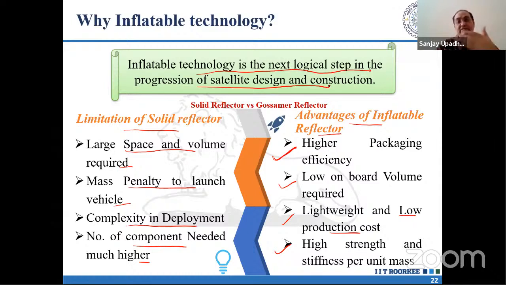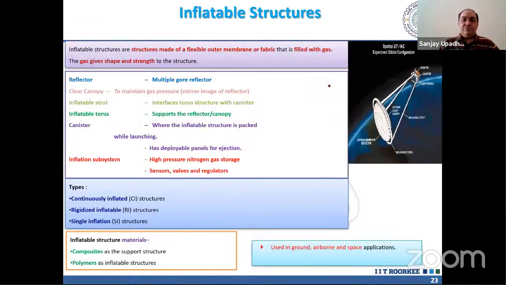Not only in satellites, even in DRDO, people are working on this. They have developed inflatable hospitals also. In this pandemic situation, if an emergency hospital is required, you can easily open and deploy an inflatable hospital. So inflatable technology is very important, in India as well as in other countries.